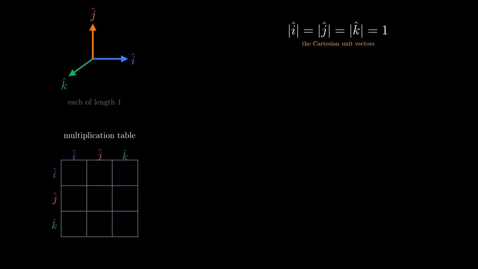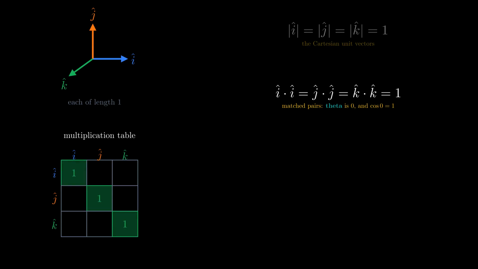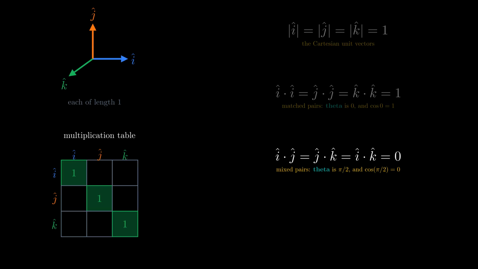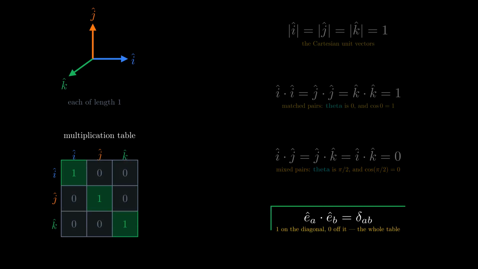To compute dot products in coordinates, start with the Cartesian unit vectors, i hat, j hat, and k hat, each of length 1. Dot a unit vector with itself and the angle is 0, cosine equal to 1, so i hat dot i hat equals 1, and the same for j hat and k hat. Dot two different unit vectors and they are perpendicular, so the product is 0. Thus, i hat dot j hat, j hat dot k hat, and i hat dot k hat all vanish. Matched pairs give 1, mixed pairs give 0. Those two facts are the complete multiplication table for the coordinate dot product.